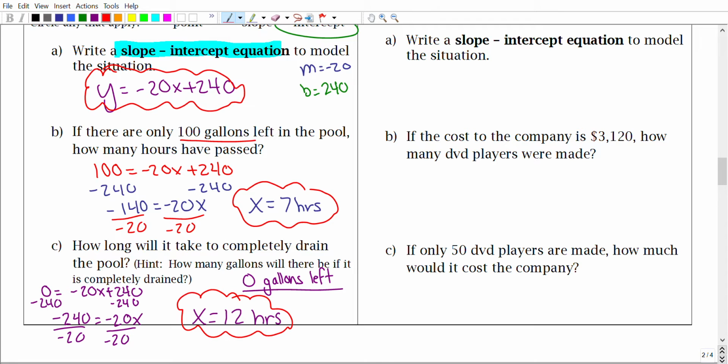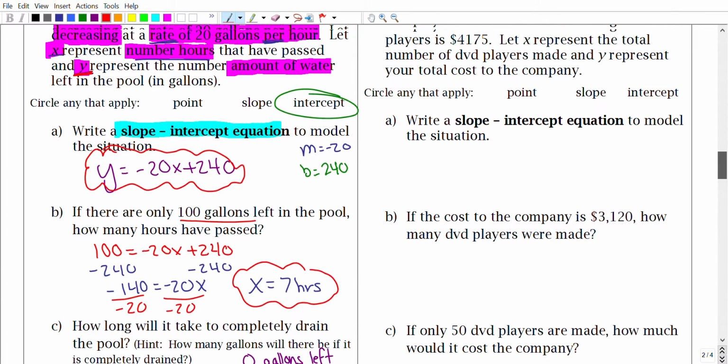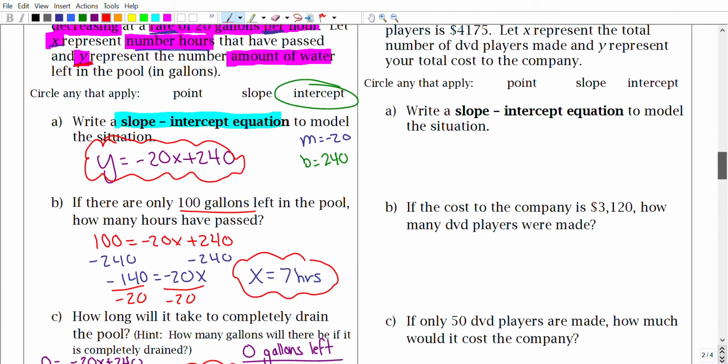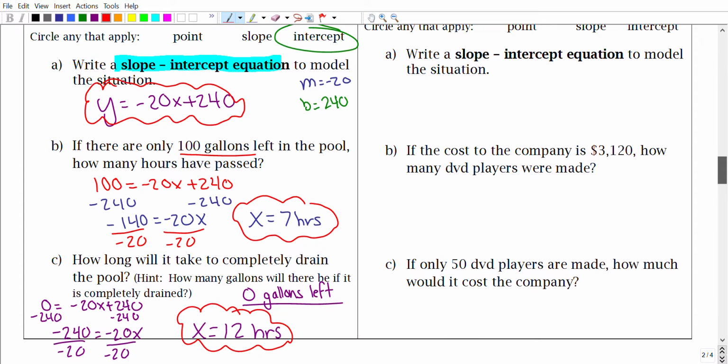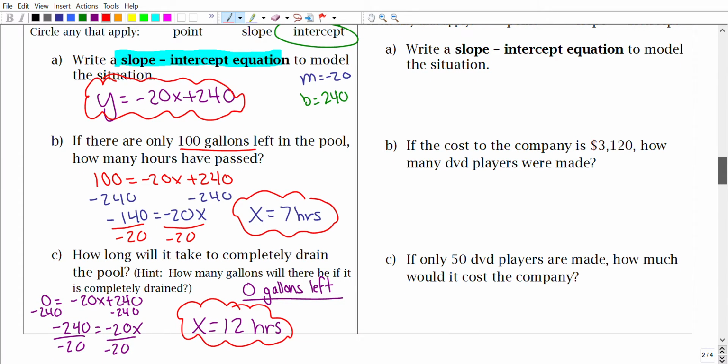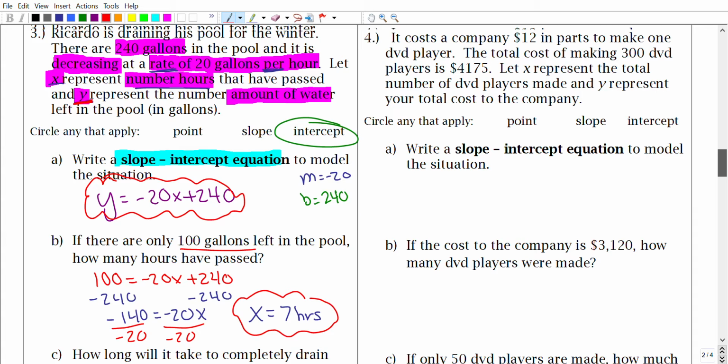Alright, let's take a look at this last one. So double check your work for problem 3, guys. Make sure you had a correct linear model and were able to substitute the right values in the right place. Now let's go ahead and look at this last one and we will be done for this chapter. Or sorry, for this unit.